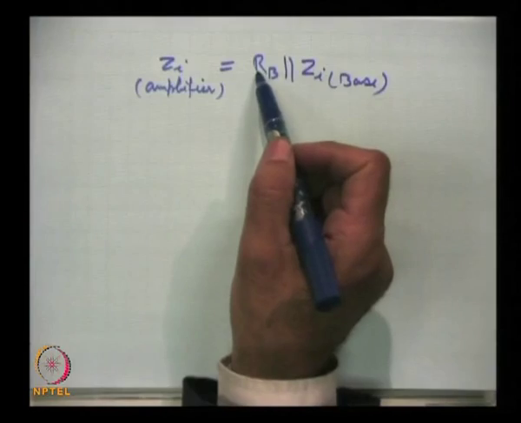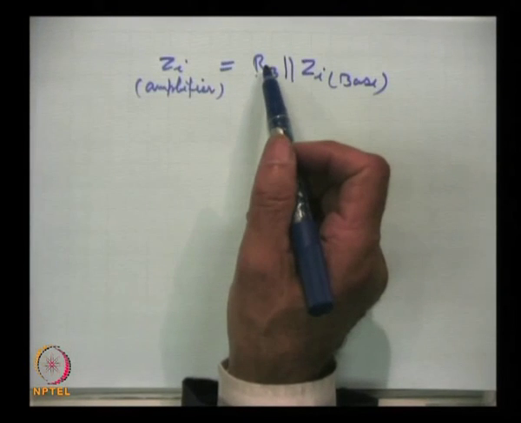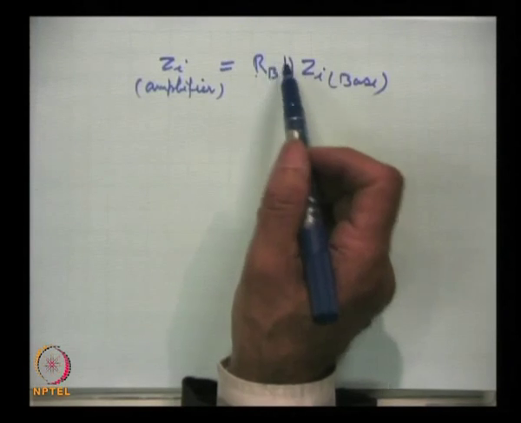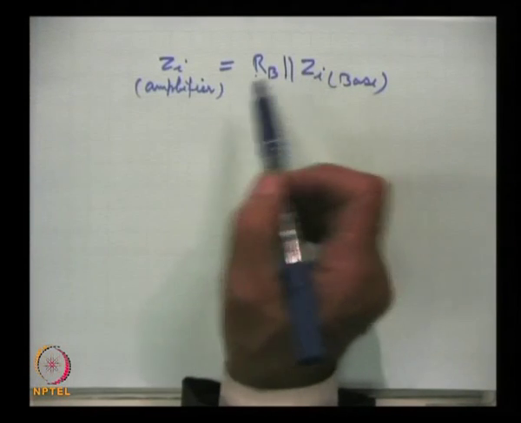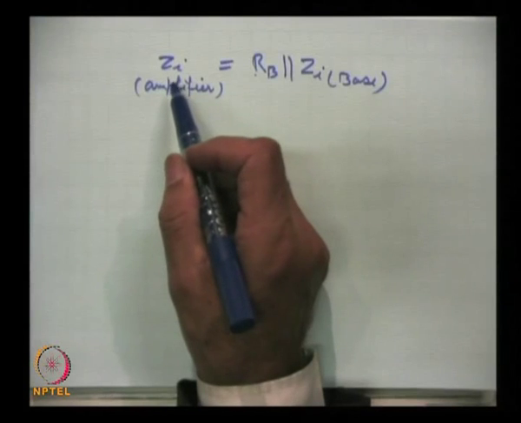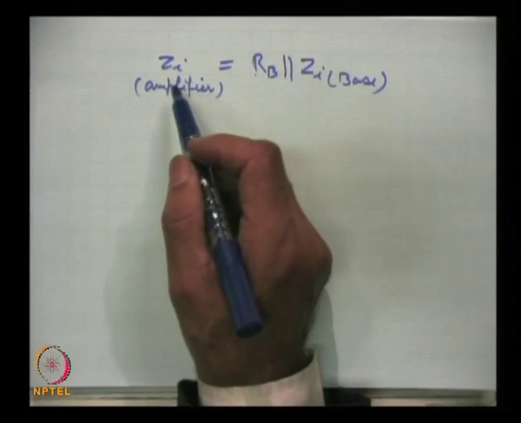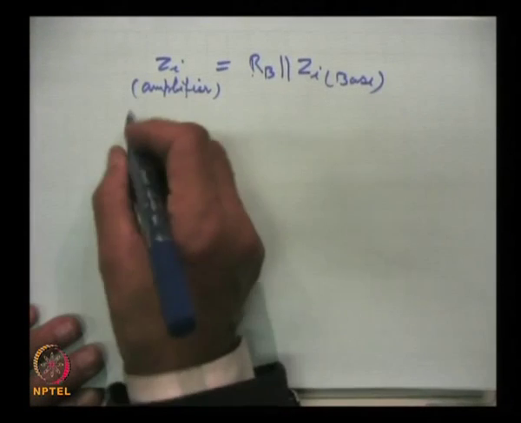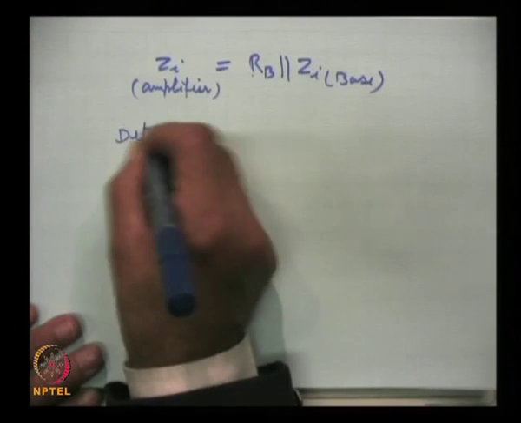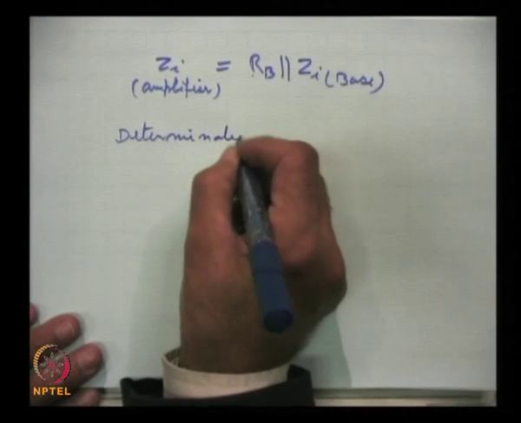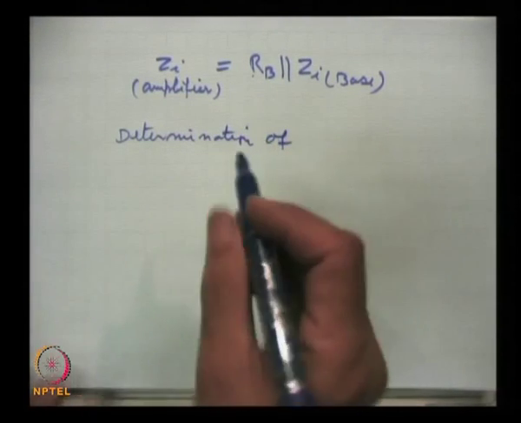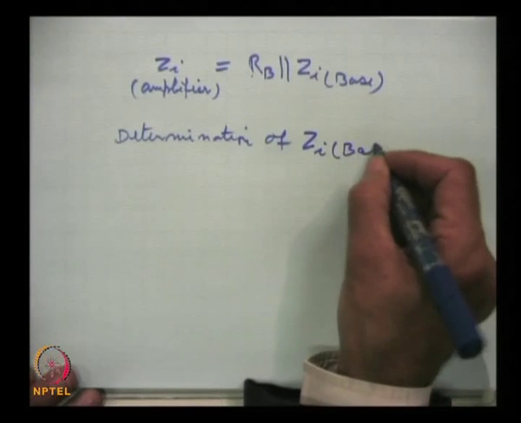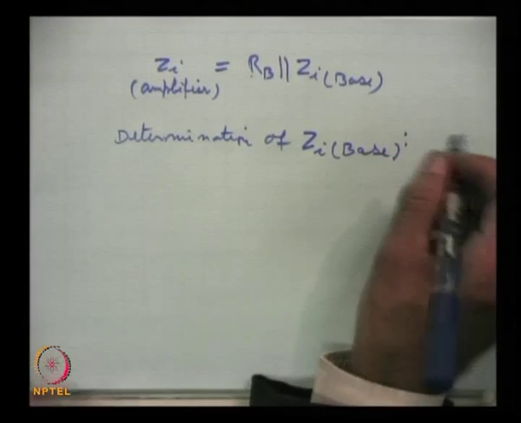Now, this is known by design for DC analysis, what the values of R 1 and R 2 resistances are. So, this we know. Our task of calculating the input impedance of the amplifier is reduced to finding out Z in base. So, determination of the input impedance at the base, which we are calling Z I base.